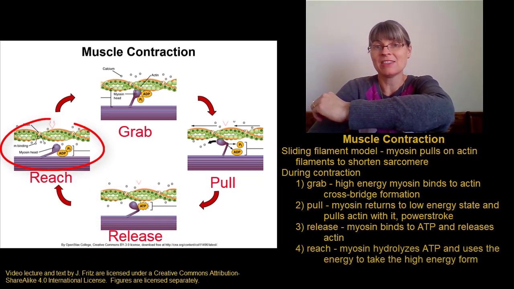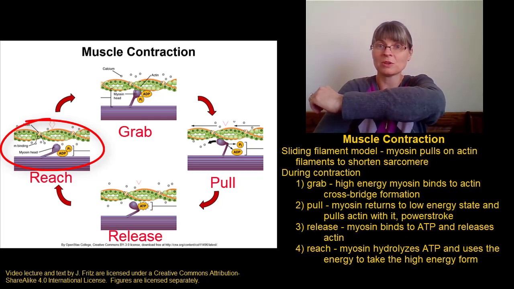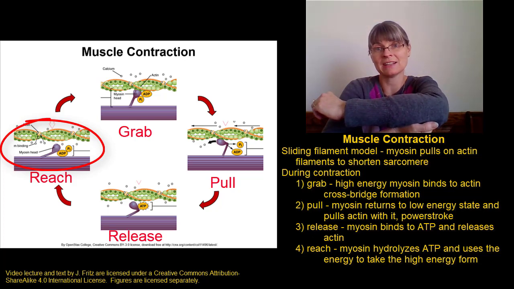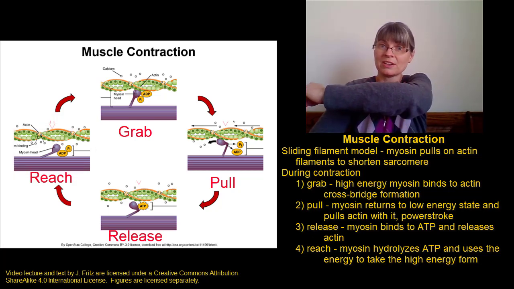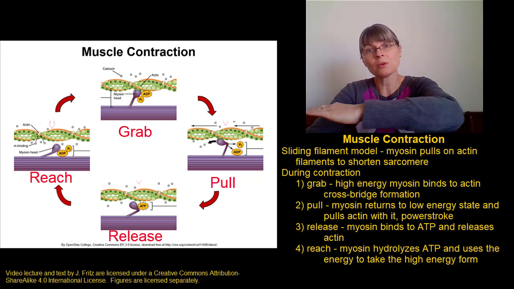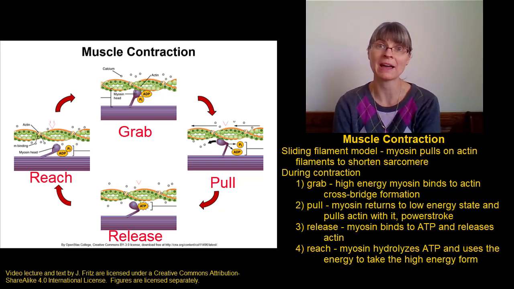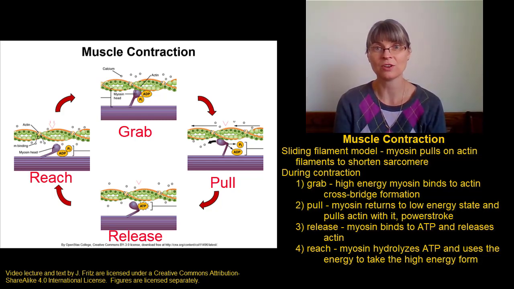When the myosin head then hydrolyzes or breaks that ATP to use the energy, the myosin reaches back out and can then grab onto the actin again and pull. Then it binds to a new ATP to release, uses that ATP to take the high energy form, grabs the new actin, and pulls again. And that's what pulls the actin filament along the myosin filament, shortening the sarcomeres and causing a contraction.